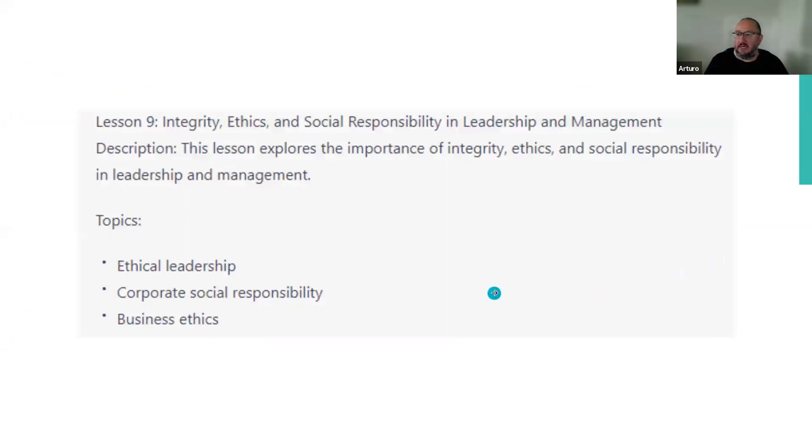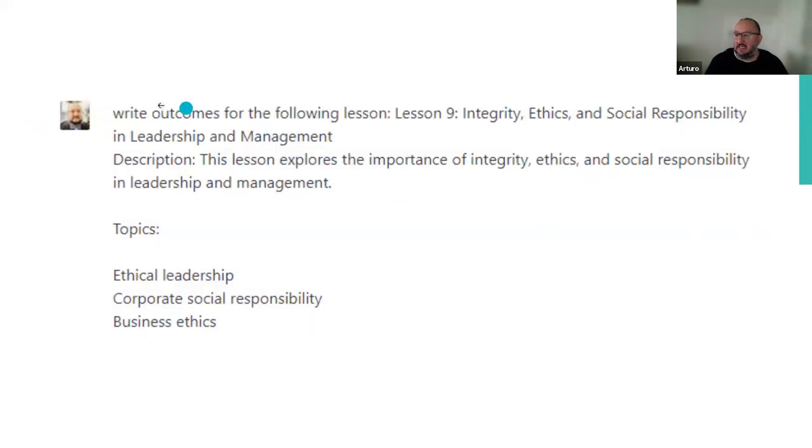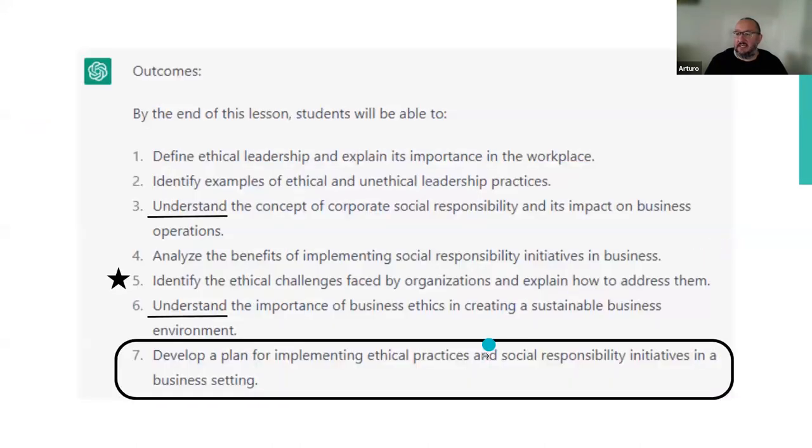So then what I did in this scenario is I took this lesson 9, which is just one lesson and one topic. And essentially I wanted to build this out, right? So for lesson 9, I said, please write some outcomes. These are lesson level outcomes for this lesson. I just took the text of that lesson and the topics that it provided, and then these are the outcomes that it built out.